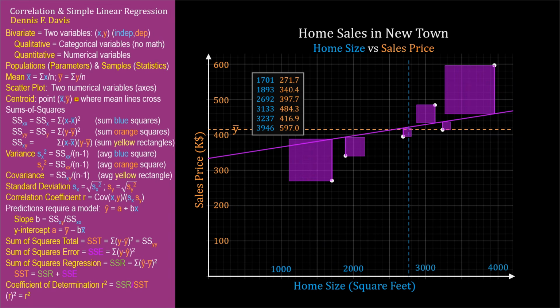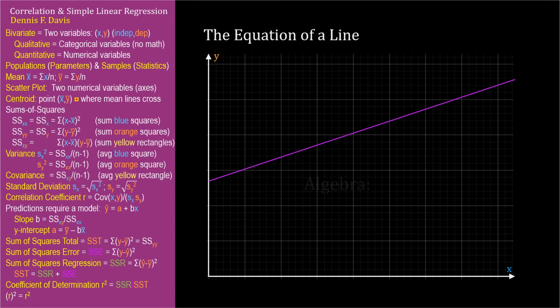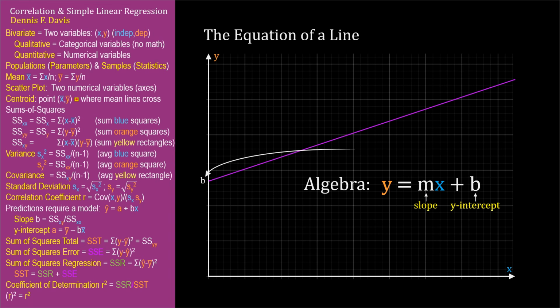We want to describe a straight purple line, so let's talk about lines for a minute. Please remember from algebra that the equation of a line is y equals mx plus b. M is the slope, and b is the y-intercept. The y-intercept b is just what it sounds like, the point where the line intercepts the y-axis, which is the same as the y value when x is 0.